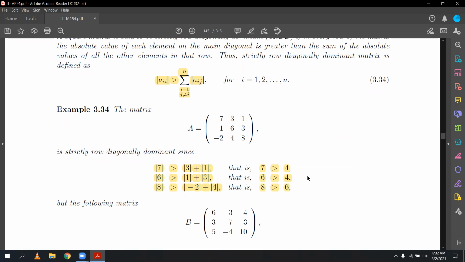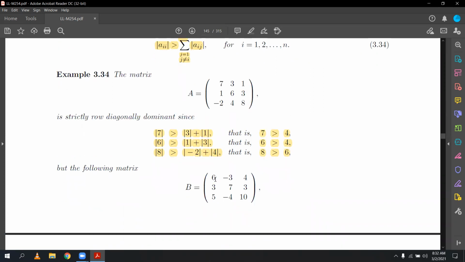So it means your matrix is SDD. An SDD matrix means each row's diagonal element must be bigger than the sum of the rest of the elements in that row. Then we call it SDD. Is this matrix SDD or not? Any student? We have to check first.